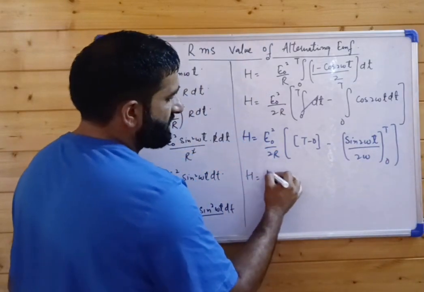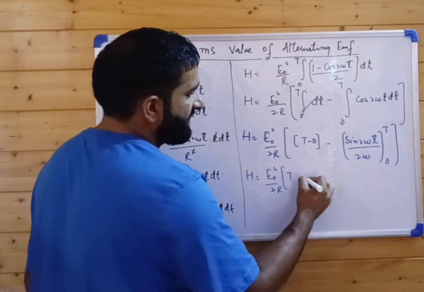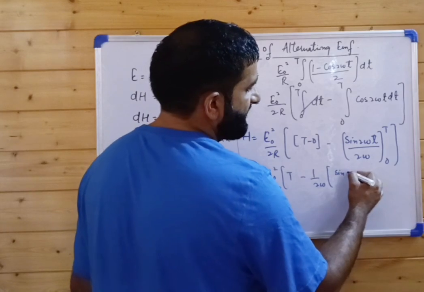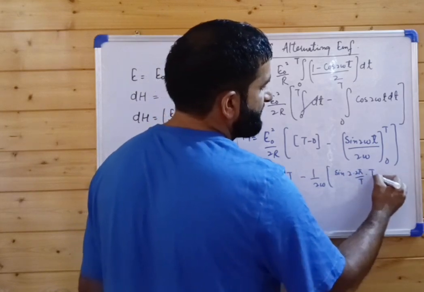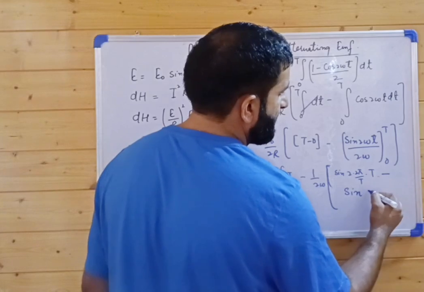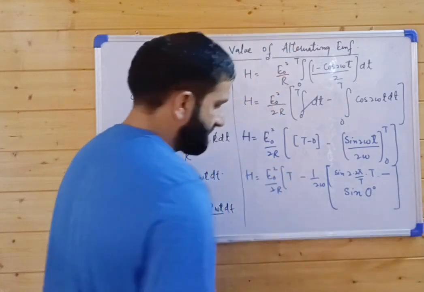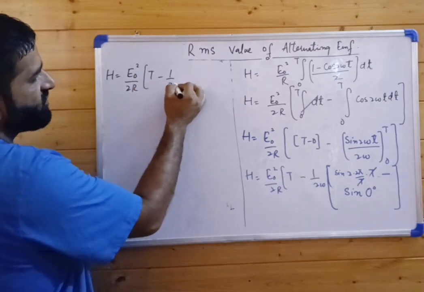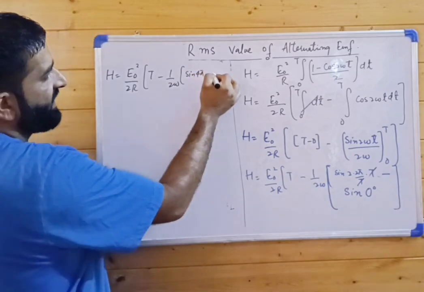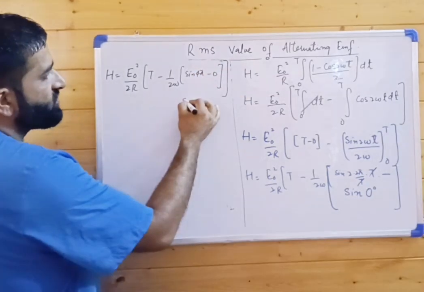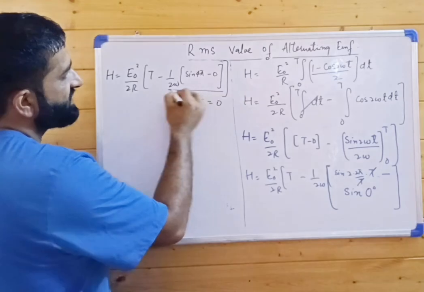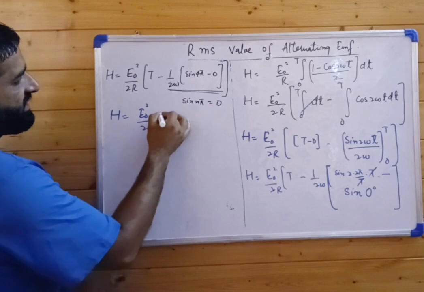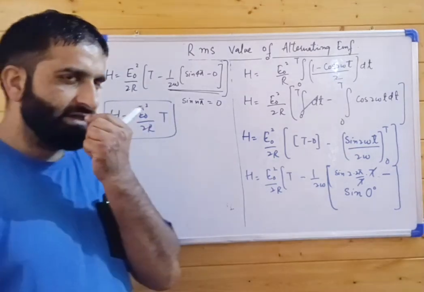So we have H is equal to E0 square divided by 2R into T minus, taking 1 by 2 omega out as it is constant, giving the limits, the upper limit sine of twice into 2 pi by T into T minus, the lower limit sine of 0. Here H is equal to E0 square divided by 2R into T minus 1 by twice omega sine of 4 pi minus 0, as sine 0 is equal to 0. We also know that sine of n pi is equal to 0, so this term becomes 0. So we are left with H is equal to E0 square divided by 2R into T. This is the heat produced by the AC for a full cycle.